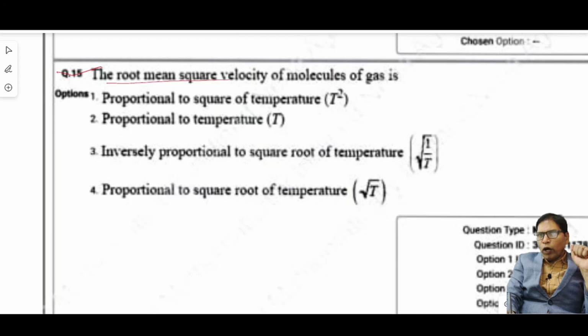Now question number 15. The root mean square velocity of a molecule of gas: the root mean square velocity C is always proportional to root under T. Proportional to T, no. Proportional to root T. Okay.